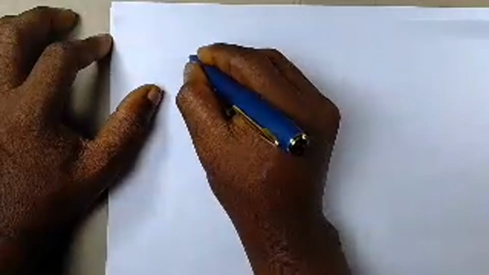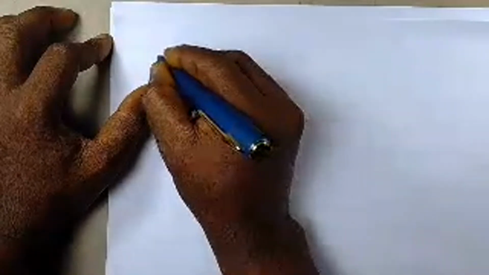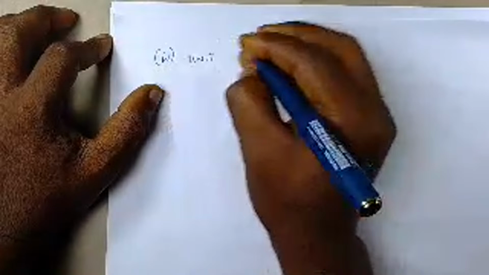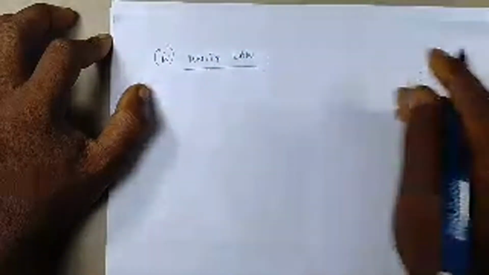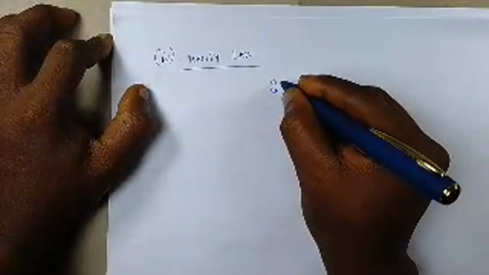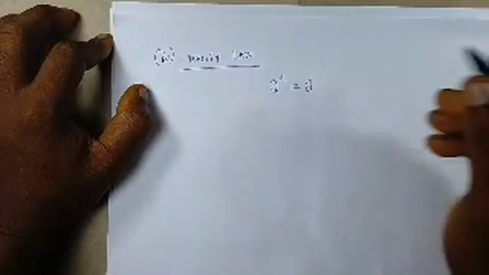Let's move over to the fourth law. The fourth law in my lecture was on the unity law. I called it the unity law, and I've told you, please take note, it may not be the unity law in the textbook you read, but I'm calling it the unity law. So this law says that a raised to the power 1 is equal to a.